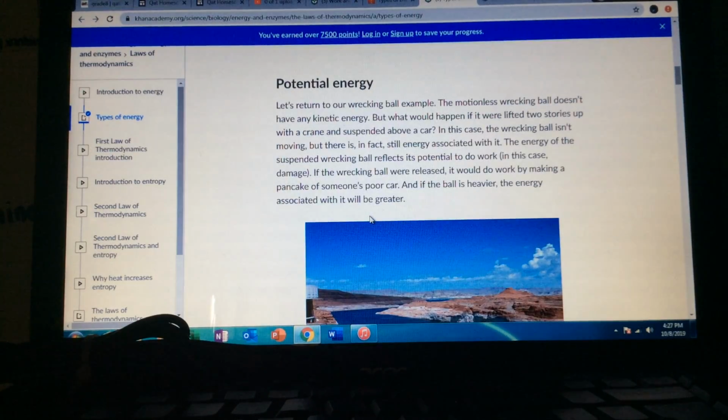Next type of energy, potential energy. So let's return to our wrecking ball example. The motionless wrecking ball doesn't have any kinetic energy. But what would happen if it were lifted 2 stories up with a crane and suspended above a car? In this case, the wrecking ball isn't moving, but there is, in fact, still energy associated with it. The energy of the suspended wrecking ball reflects its potential to do work. If the wrecking ball were released, it would do work by making a pancake of someone's poor car. And if the ball is heavier, the energy associated with it will be greater.